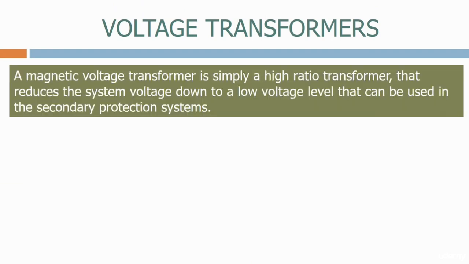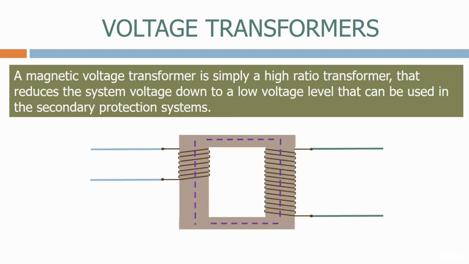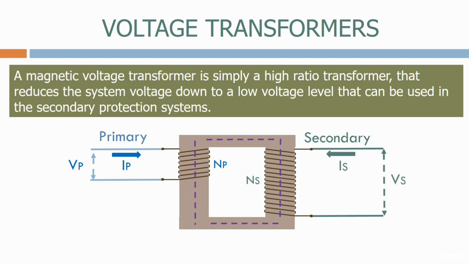A magnetic voltage transformer is simply a high-ratio transformer that reduces the system voltage down to a low voltage level that can be used in the secondary protection system. Here's a typical voltage transformer connection. We call the high voltage winding the primary and the low voltage winding the secondary. On the primary, we have the turns ratio NP. We have a primary voltage and a primary current. On the secondary, we have the turns ratio NS. We have the secondary voltage Vs and the secondary current Is.